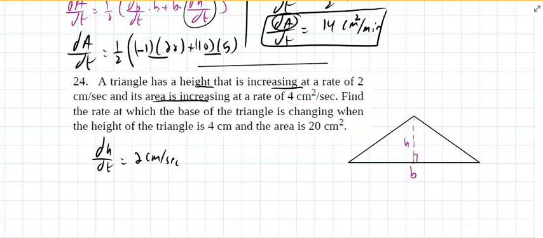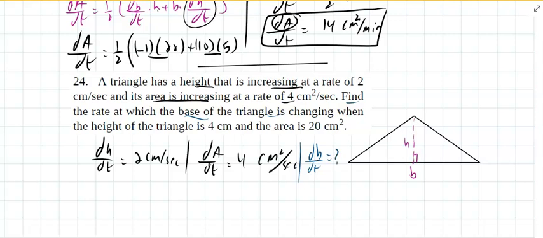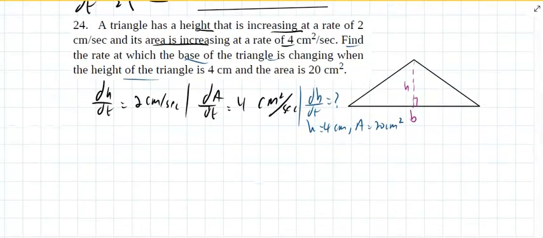And its area is increasing as well at a rate of 4 square centimeters every 1 second. Find the rate at which the base of the triangle, how fast is the base of the triangle changing when the height is 4 centimeters and the area is 20 square centimeters. Again, they gave us everything here, centimeters squared. So we start with combining those.